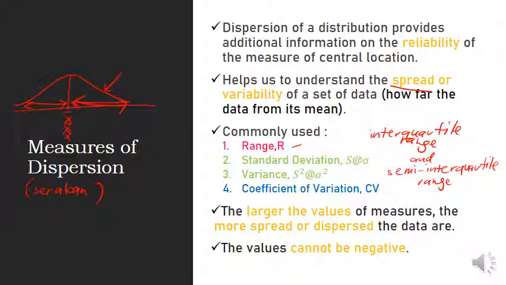So please remember this one: the larger the value of measures, the more spread or more dispersed the data. This is very important for you to remember. Lagi besar nilai dispersion ataupun measure of dispersion awak, bermaksud data set tersebut lagi disperse. Okay, saya bagi contoh dekat sini.